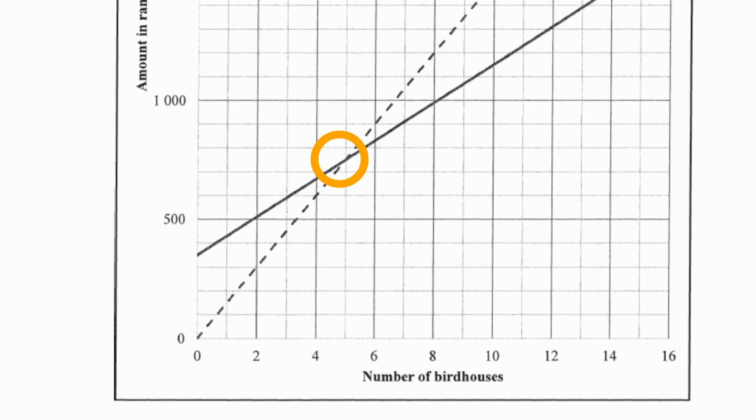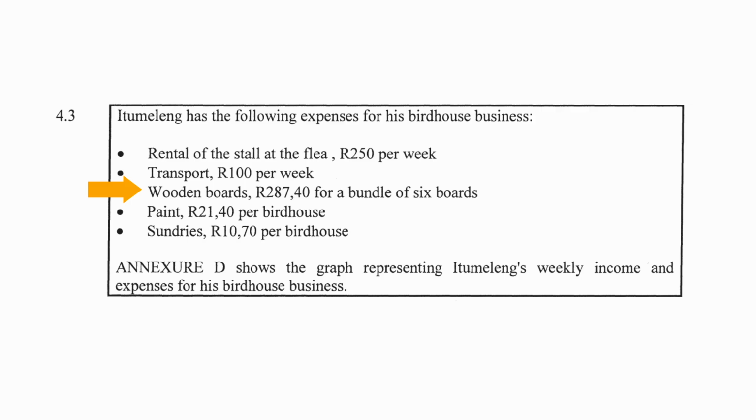Now imagine Itumeleng is selling his birdhouses. For every birdhouse he sells, he earns some money. This is his revenue. But making and selling birdhouses also cost him money. He has to pay for his materials like wood and paint. These are his variable costs. And he also has regular weekly expenses like rent for his stall at the flea market and transportation. These are his fixed costs.